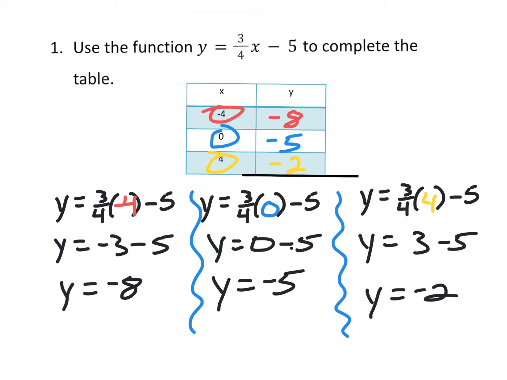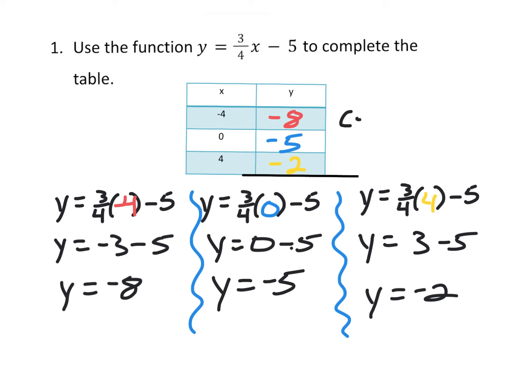Okay. So now we have a table of values here that you can see. When x is -4, the y is -8. When x is 0, y is -5. When x is 4, y is -2, okay? Well, these are now points or ordered pairs that we can plot on a graph.